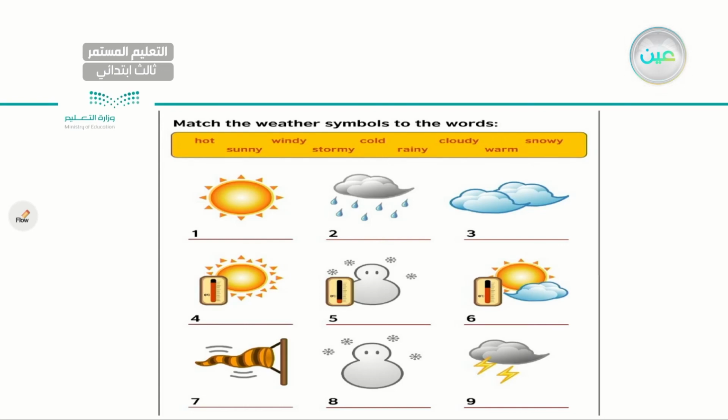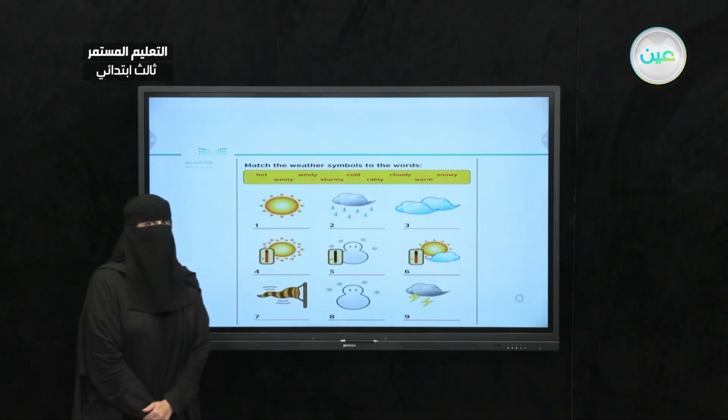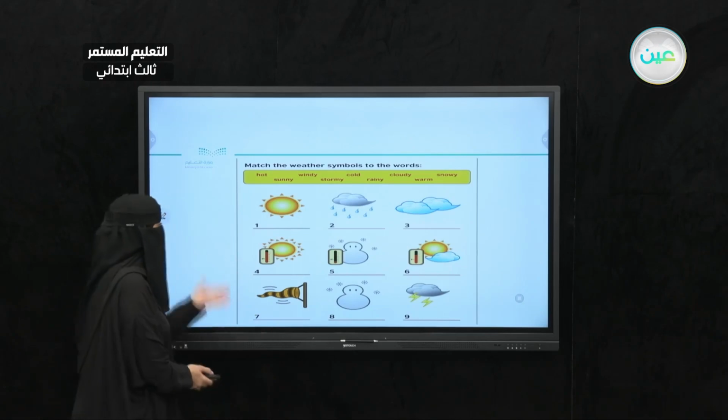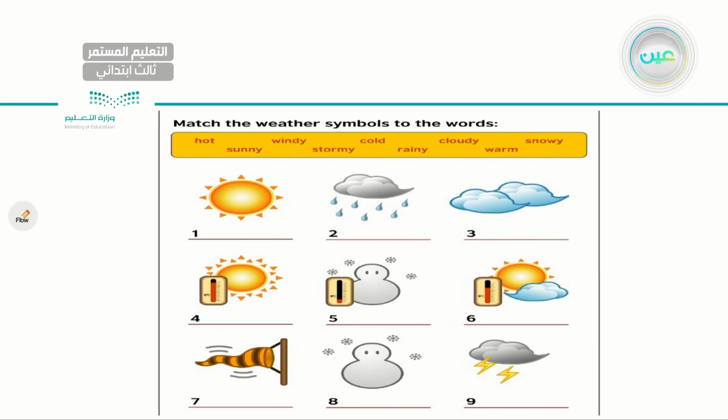Hot, windy, cold, cloudy, snowy, sunny, stormy, rainy, and warm. Now, I have 2 words here, hot and warm. Let's try to differentiate them based on the picture. The first one is an easy one. It is sunny. Second one is also easy. It is rainy. Third one, we just did that. It is cloudy.